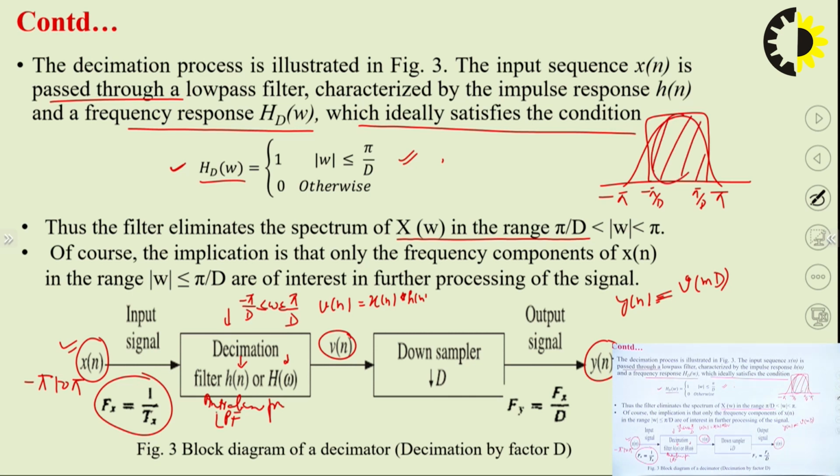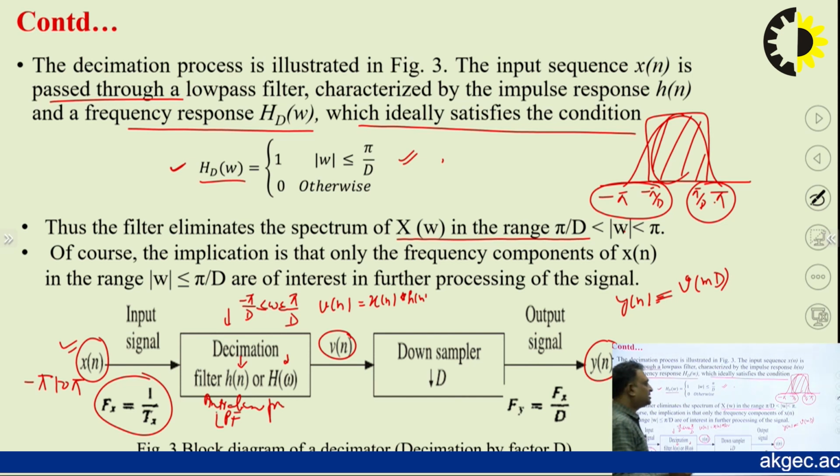Okay. So you can say this low pass filter removes the spectrum between minus π to minus π/D and π/D to π. So you can say |ω| between π/D to π means this interval, and according to the mod, this is minus π to minus π/D. So the filter eliminates the spectrum in this range. Of course, the implication is that only the frequency components of x(n) in the range |ω| less than π/D are of interest in further processing of the signal.